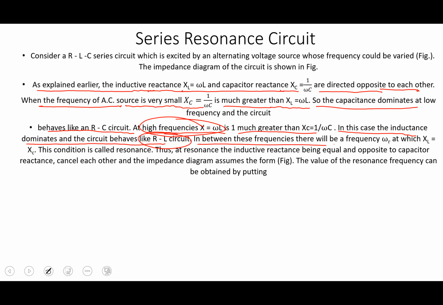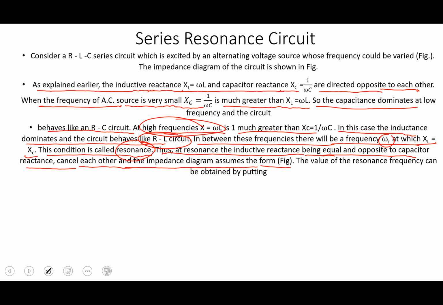In between these frequencies, there is a frequency, represented as the resonant frequency, at which XL and XC are equal to each other. This condition is known as resonance. Thus, at resonance the inductive reactance becomes equal and opposite to the capacitive reactance, and they cancel each other, and the impedance diagram assumes the form shown in the figure.